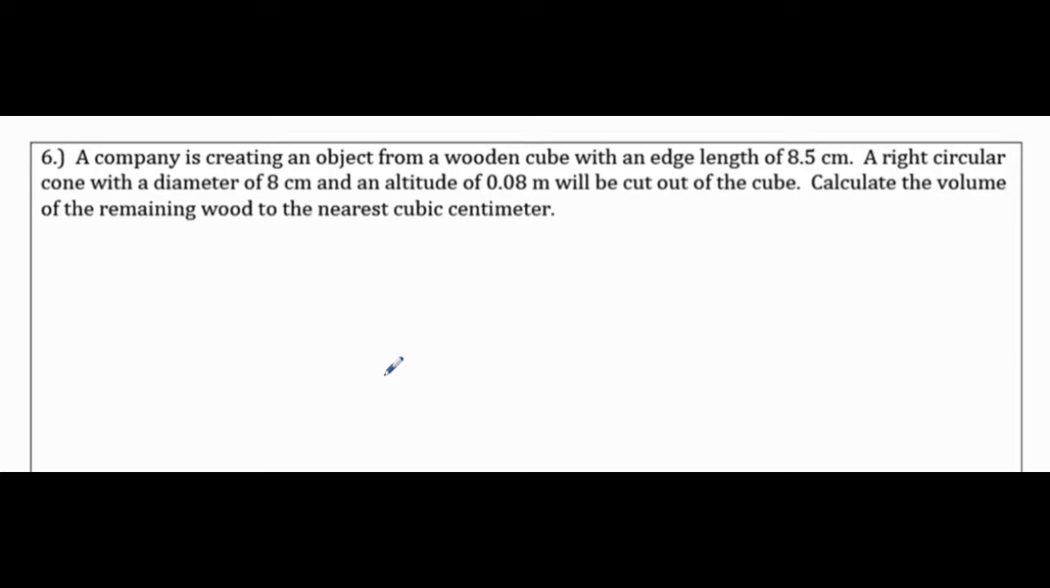So we're going to find the volume of the cone. First let's do the cube. We're going to then find the volume of the cone. And if we only want the remaining wood, that means we're subtracting out the cone. Now, what has to be converted here? We want cubic centimeters. So the cube will be fine because that's already in centimeters.